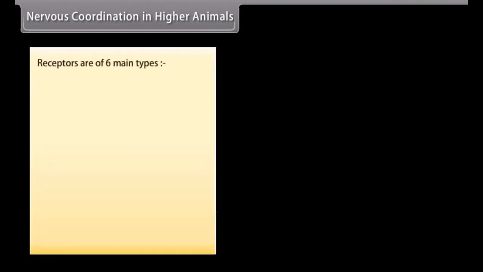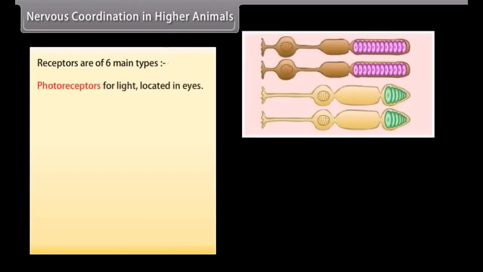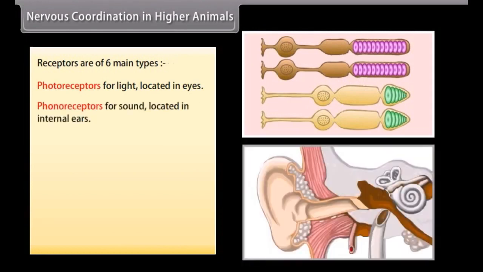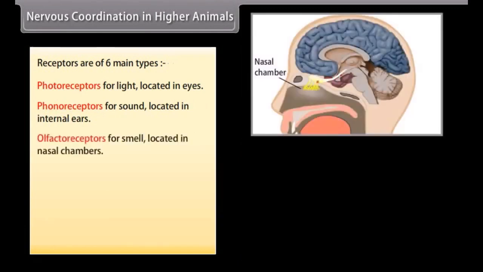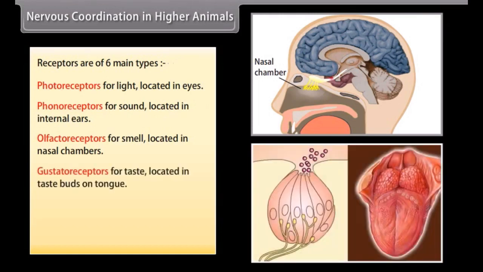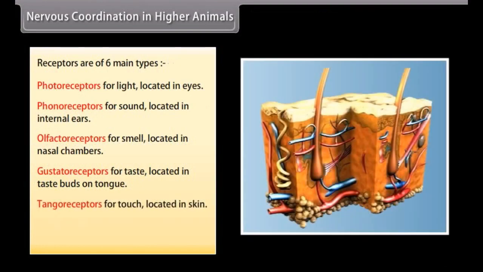Receptors are of six main types. Photoreceptors for light, located in eyes. Phonoreceptors for sound, located in internal ears. Olfactoreceptors for smell, located in nasal chambers. Gustatoreceptors for taste, located in taste buds on the tongue. Tangoreceptors for touch, located in skin. Thermoreceptors for changes in temperature, located in skin.